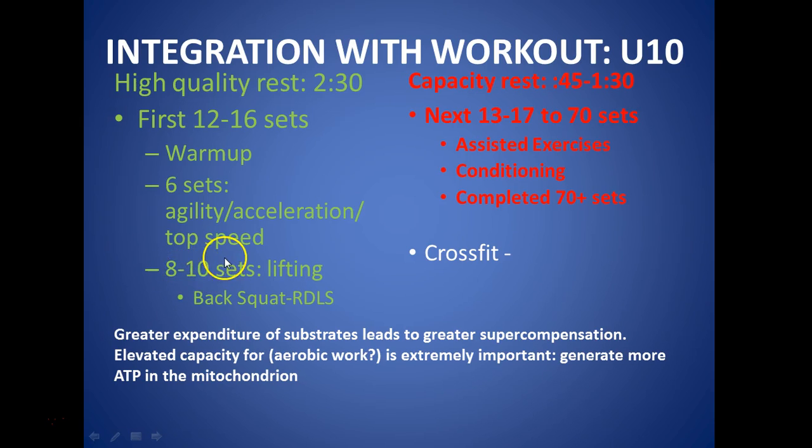Most people will hit 8 to 10. I found my athletes can go as many as 14 to 16, maybe even up to 20 with high quality reps, and still produce the same efforts. For example, during this phase, let's say you do a back squat and an RDL, and then after these 8 to 10 sets, you will do your assisted lifts, which then kicks over to the capacity phase.